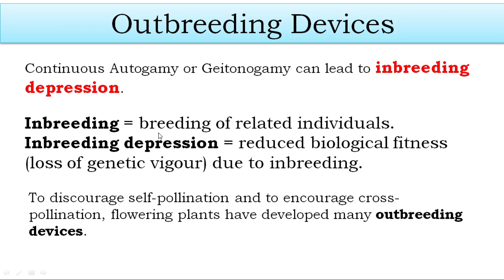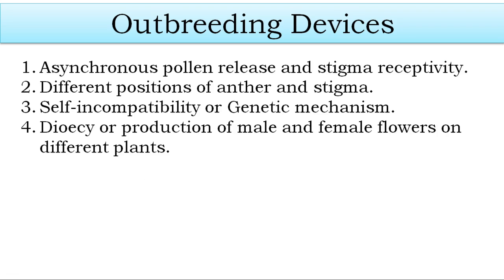Now let us see what are the outbreeding devices that plants have developed. So the first outbreeding device is asynchronous pollen release and stigma receptivity. Asynchronous pollen release and stigma receptivity means the timing of the pollen release and the timing of the stigma receptivity are not simultaneous.